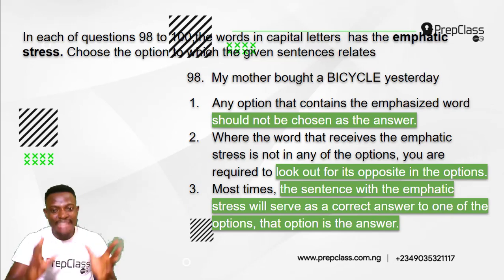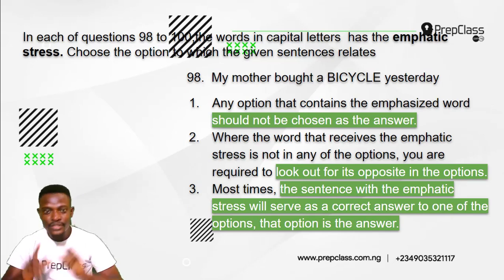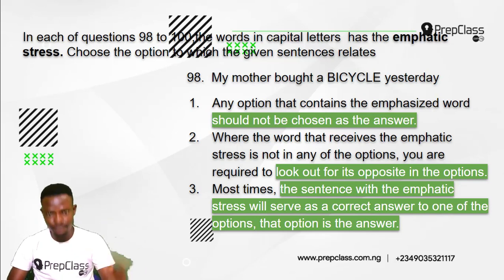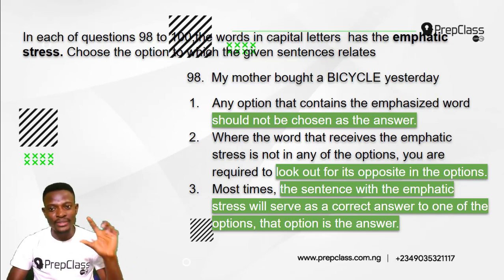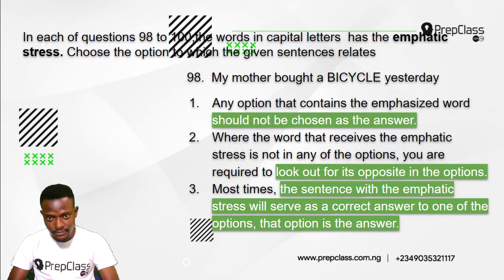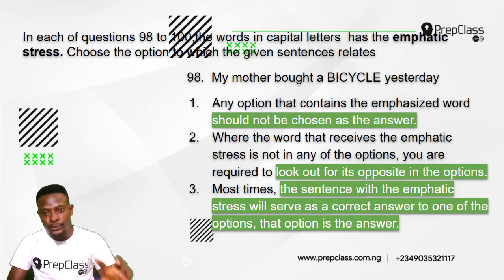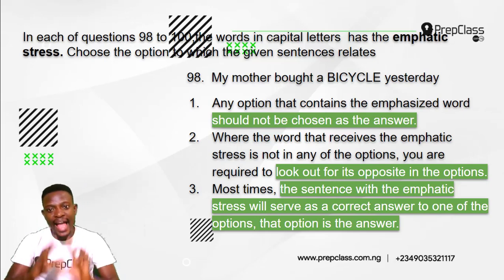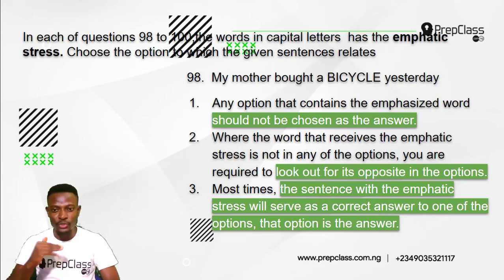Now, to answer questions on emphatic stress, some rules are to be abided by. Rule number 1. Any option that contains the emphasized word should not be chosen as the answer. So for this question, any option that contains bicycle, which is the emphasized word, should not be chosen as the answer.